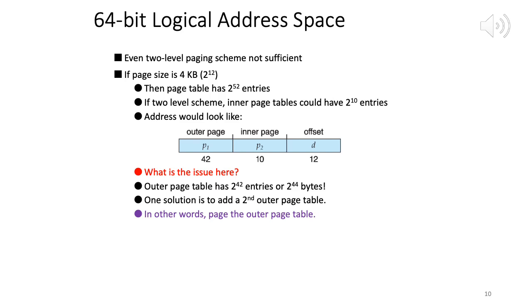Note that in the 2-level paging, the outer page table had how many entries? It had 1024, and the assumption was we will find a contiguous block capable of storing the outer page table. Whereas in case of a 64-bit logical address, even to store the outer page table, we may not have that much memory. So we have to page the outer page table as well. Okay, so this is actually called 3-level paging.